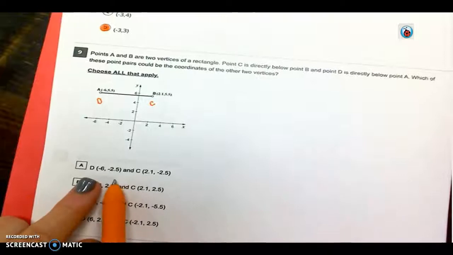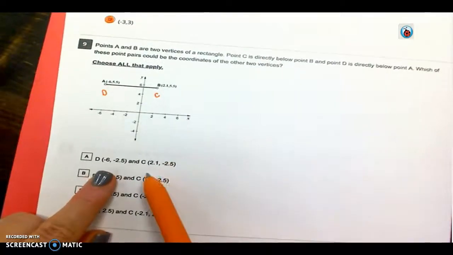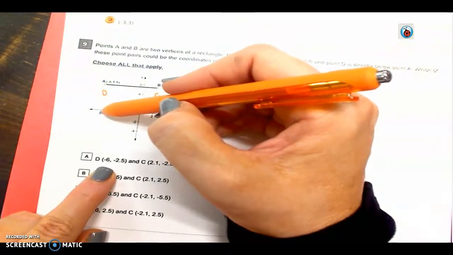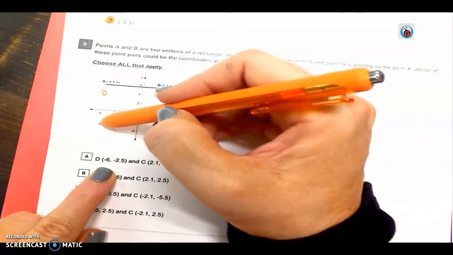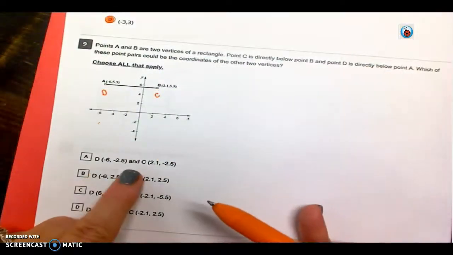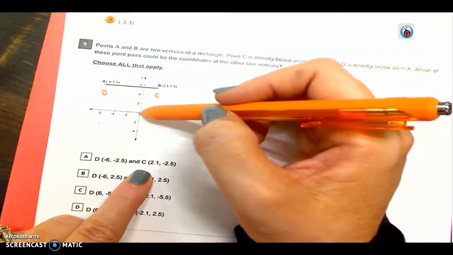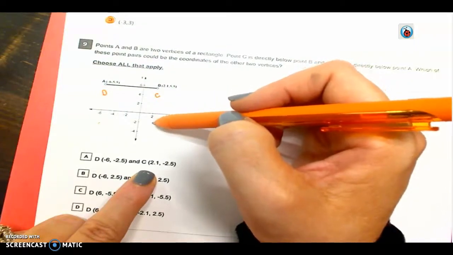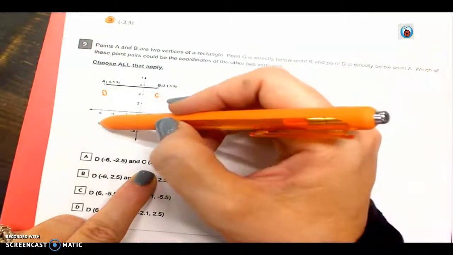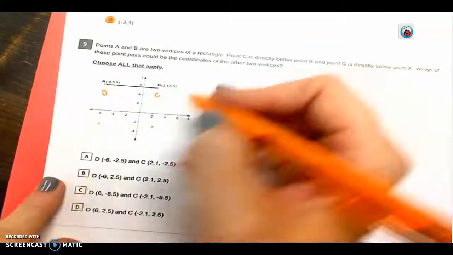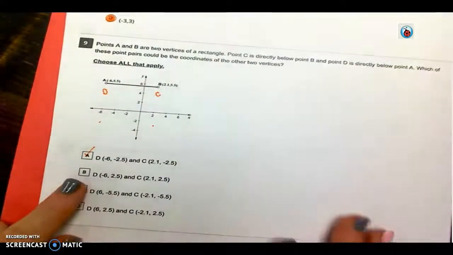All right, let's start with D. Let's see if this would work to make a rectangle. So D would mean we would move to -6 and then down to -2.5, which would be about right in here. And then we would have C, which is going to be 2.1, maybe right there, and down to -2.5, which is right there. So yes, that would form our rectangle with D and C. So A would be an option. I'm just going to put a check mark there.